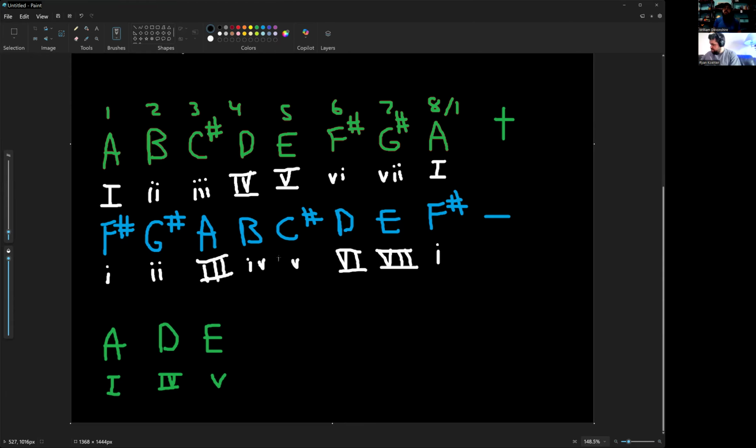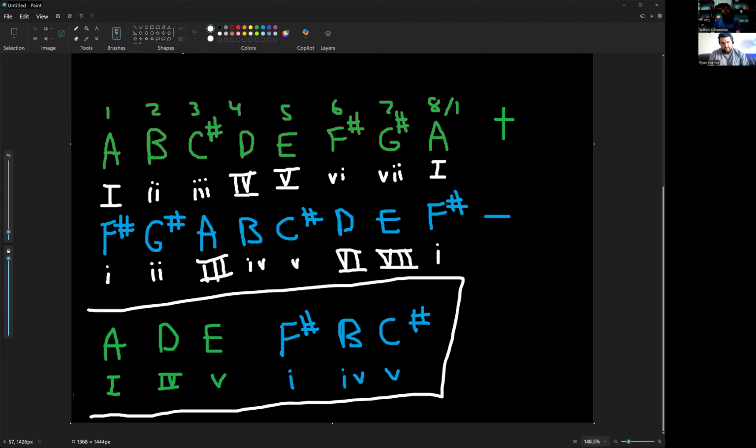Therefore, the same with this too. Okay, so the 1 is gonna be F sharp, just like it is here. The 4 is gonna be B minor, and the 5 is gonna be C sharp. And so we can just write that as 1 4 5. Just to clarify that, I like to think of this one way more because look how simple that is. You've got the major 1 4 5, and then you've got the minor 1 4 5.